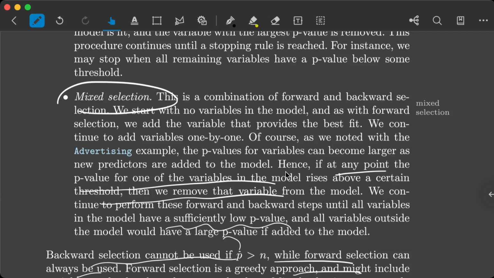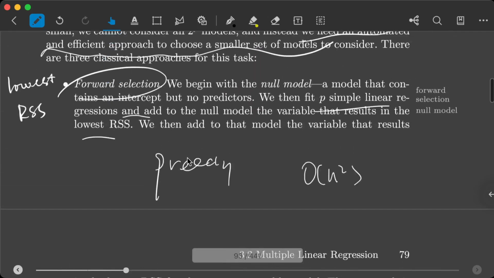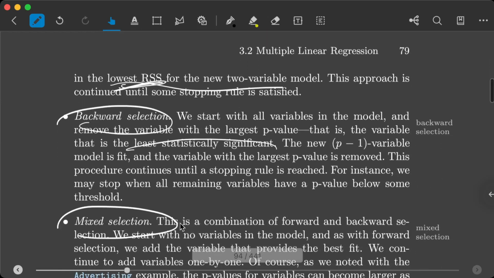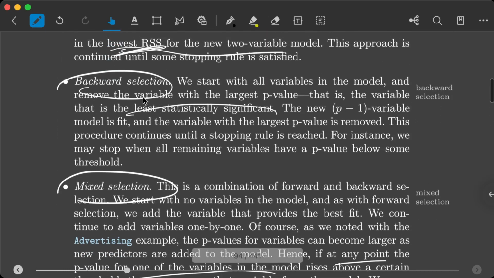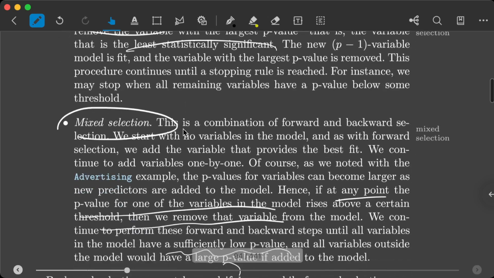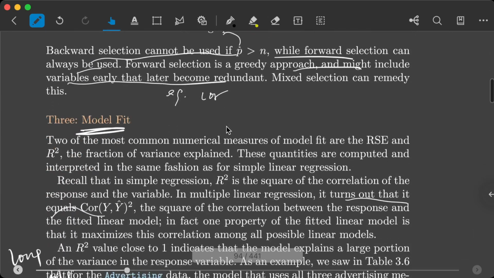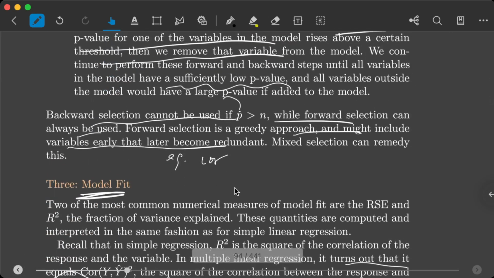So the mixed selection strategy overcomes some drawbacks or problems of forward selection. It can be seen as a combination of backward selection and forward selection. So generally, these 3 methods, at least from the method part, are easy to understand.